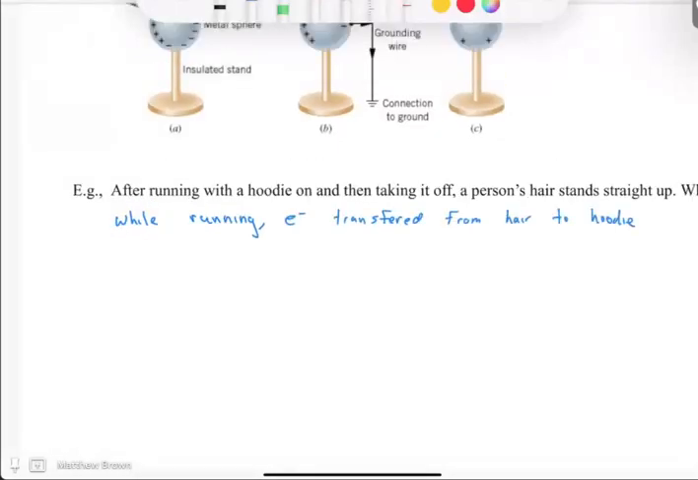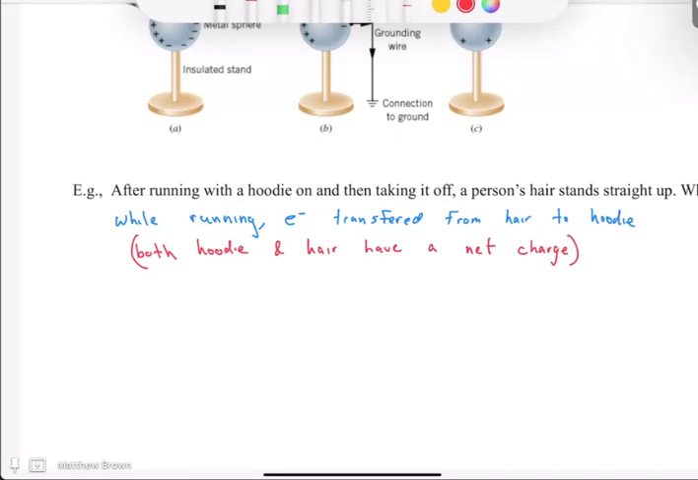So while running, and it doesn't really matter which direction, what matters is both of these things are charged, right? So both hoodie and hair have a net charge. It's just the hair happens to be positively charged, the hoodie negatively charged, but that's not, like I said, really the most important part of this, just that they both have charge.